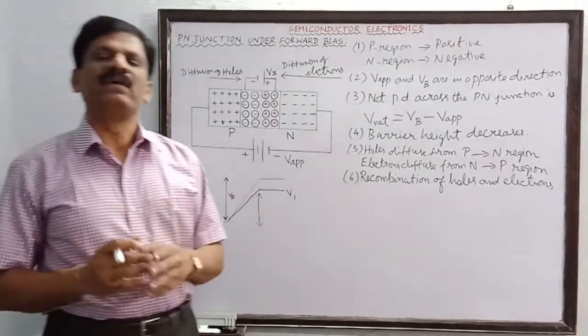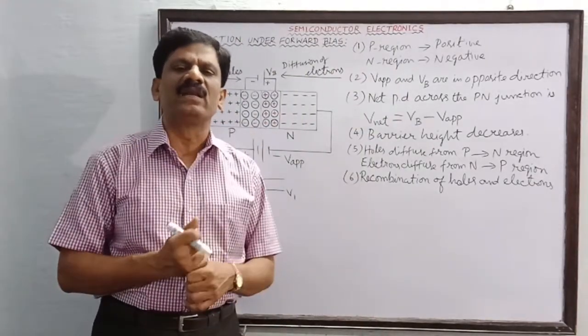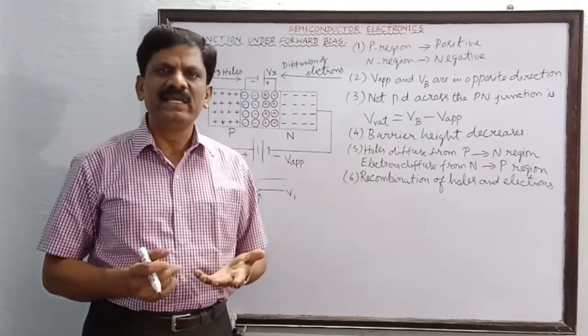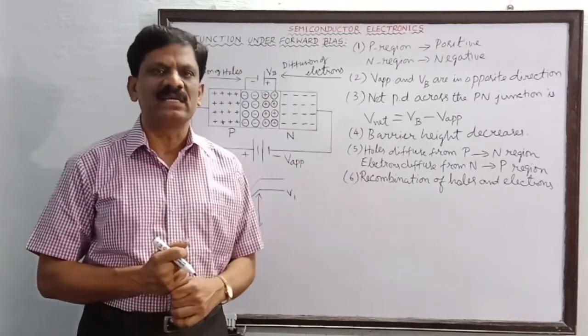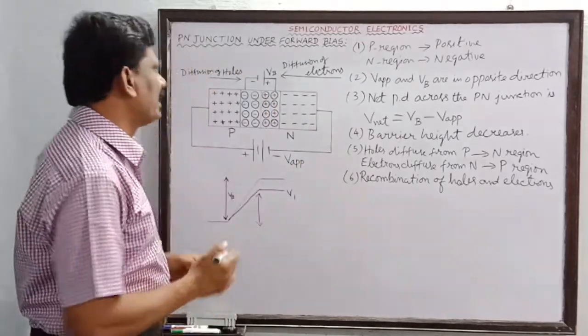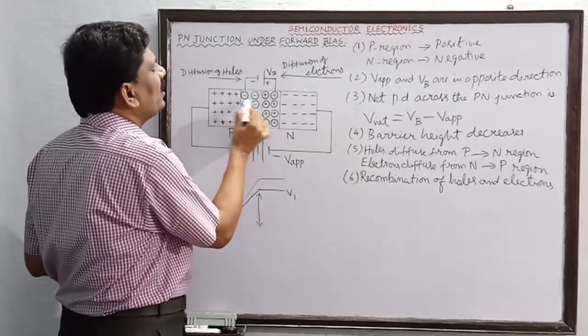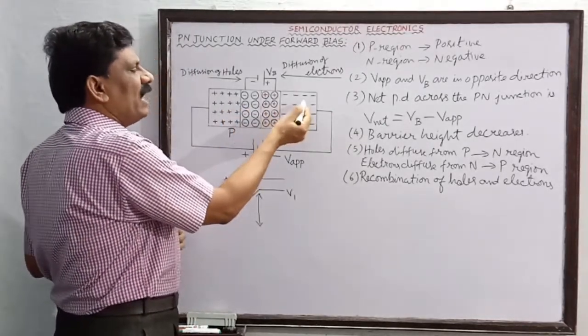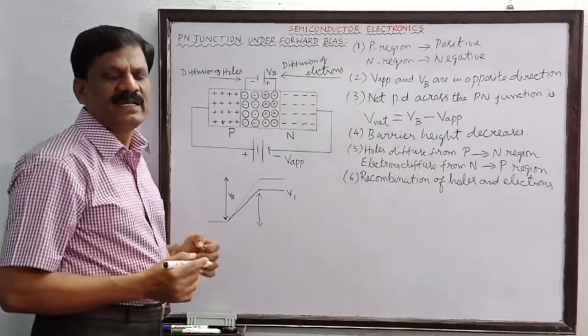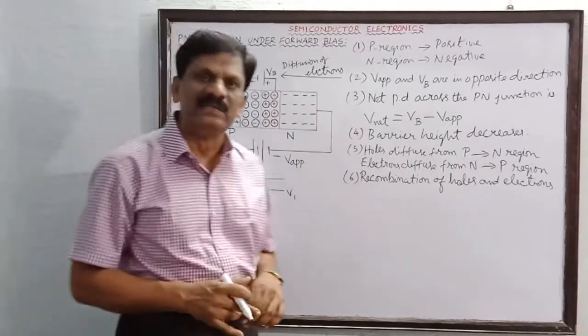What will happen when a particle and antiparticle combine? They will annihilate. We have studied that in nuclear physics. Like that, now here, what is going to happen when this hole enters into this depletion region and one electron simultaneously enters into the depletion region?